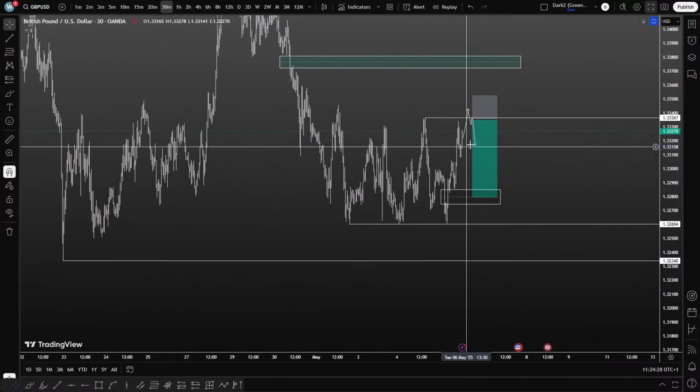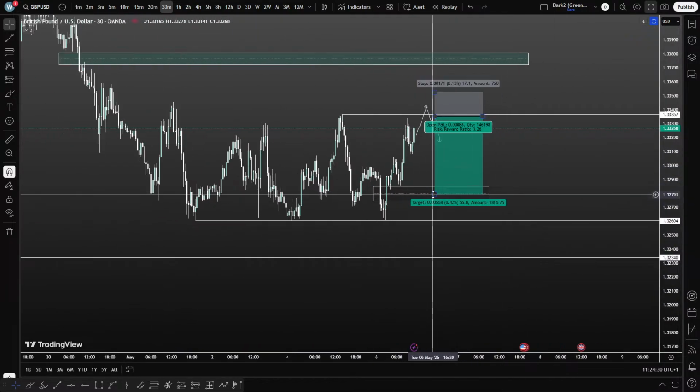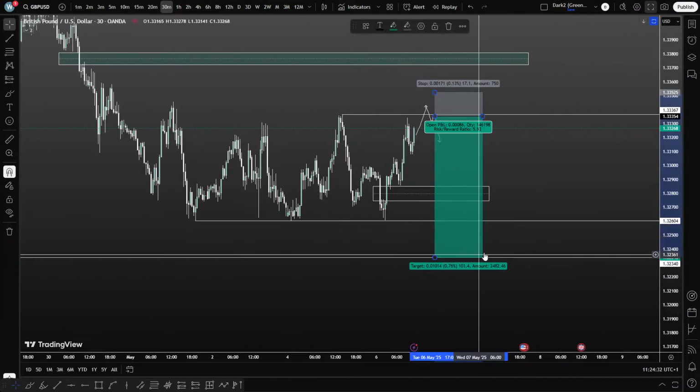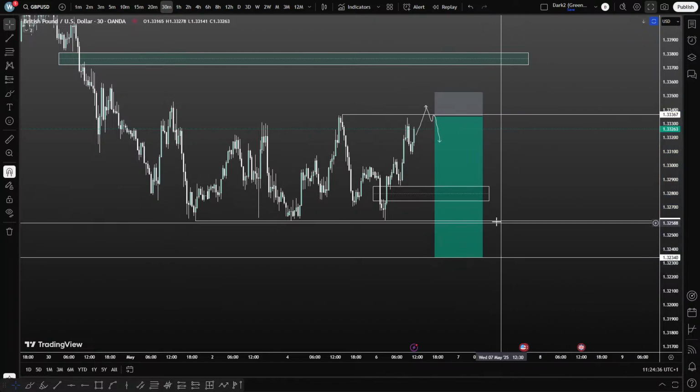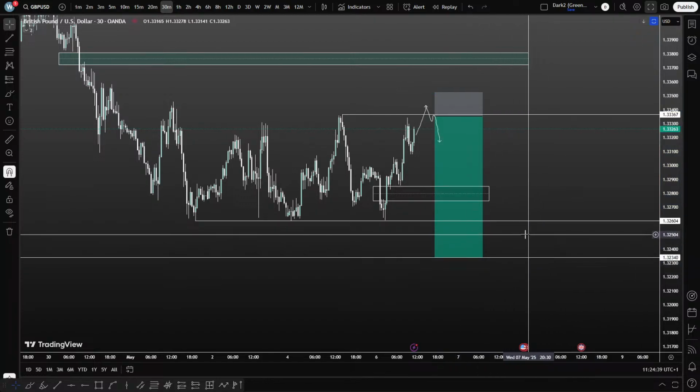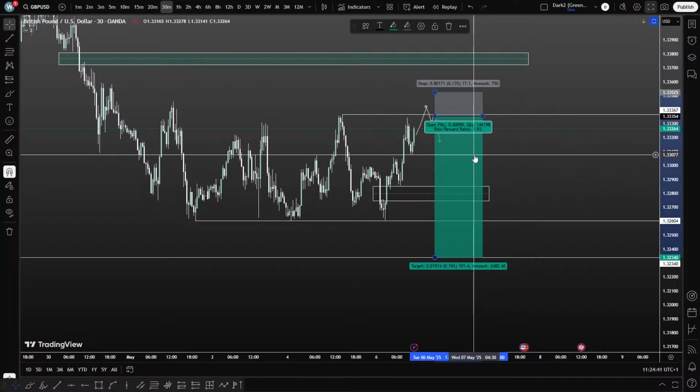Okay, so on GBPUSD, if we breach these lows, we can look for this extension for around 100 pips into 1.32340, which should be really good stuff in terms of risk to reward.